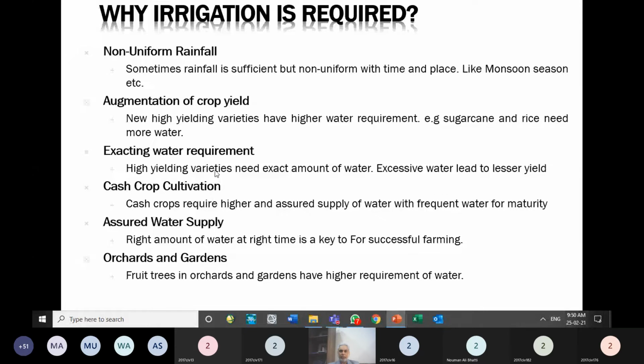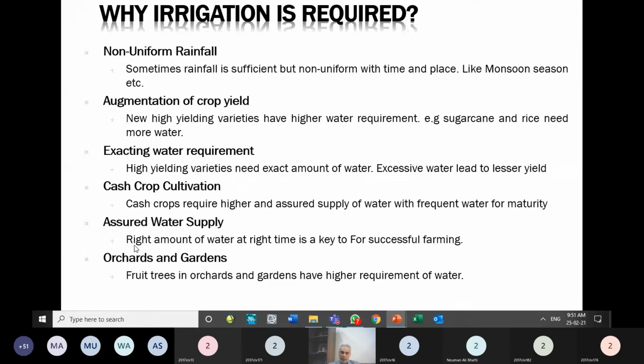Exacting water requirement: exacting means provision of water as per the need of the crop. For that, irrigation is required. Rain-fed agriculture does not provide water as per requirement. So if we want to provide water as per the requirement, irrigation is required. If we want to enhance our income, we have to move toward cash crops, and cash crops are more water intensive. They need more water, so irrigation will help us.